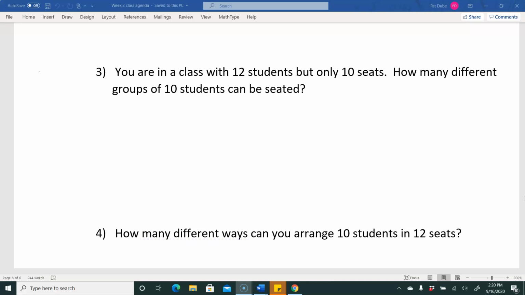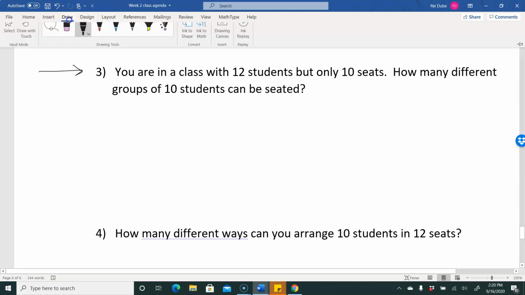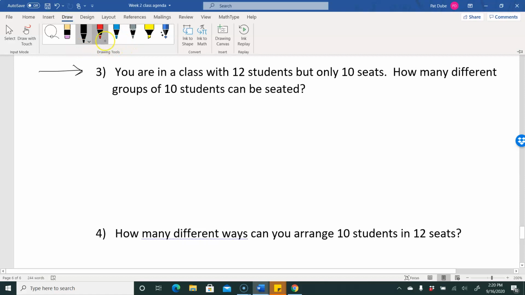This first problem here: you're in a class with 12 students, but only 10 seats. So here I am, the teacher, and I've got this terrible problem. I've got 2 students who aren't going to have seats. So how many different groups of 10 could I seat at a time? It doesn't matter where they sit, but they get a seat. How many different groups of 10 could get a seat?